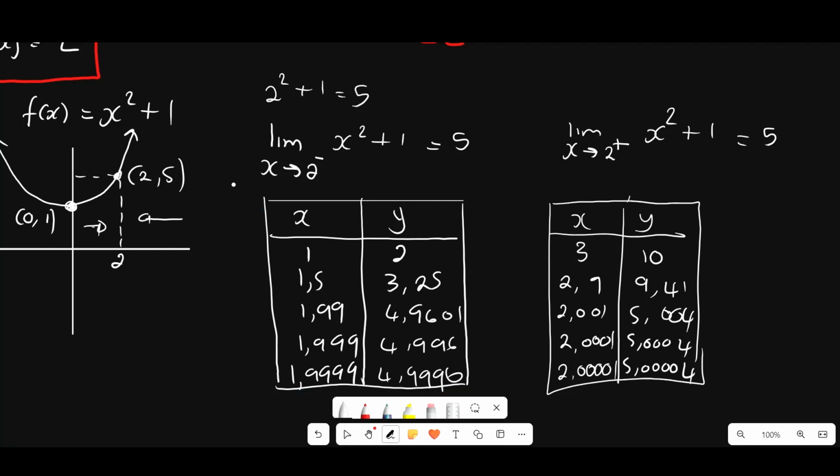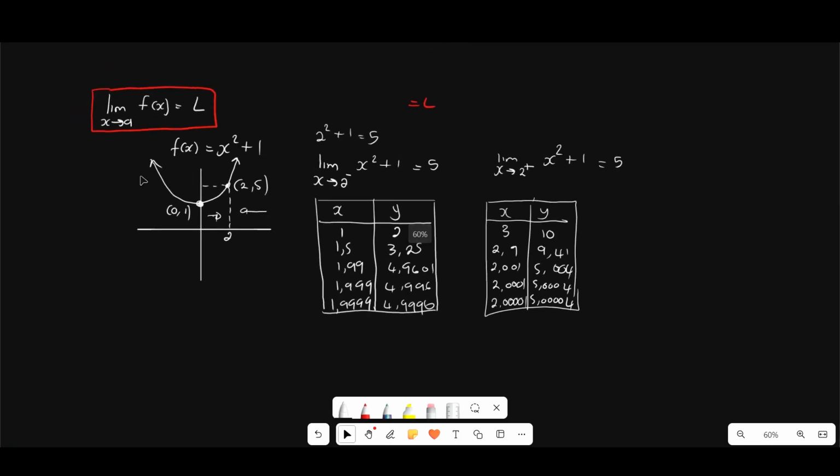Because as x approaches 2 from the left, we get 5, as well as when x approaches 2 from the right, you also get 5. So this is called the two-sided limit, right? I hope this makes sense.